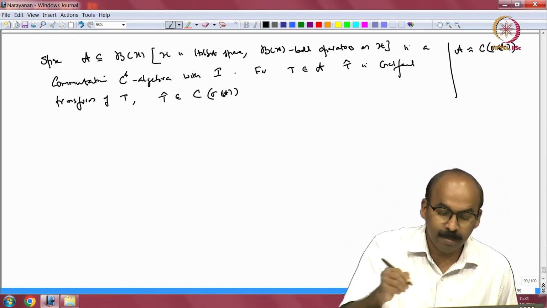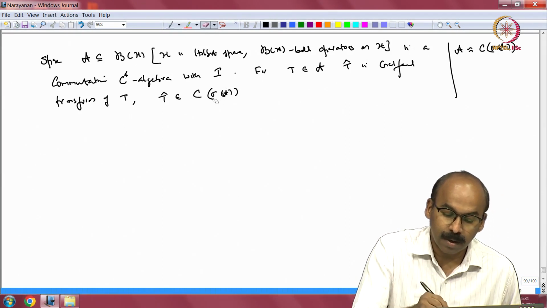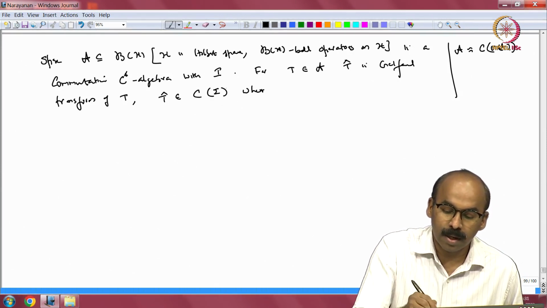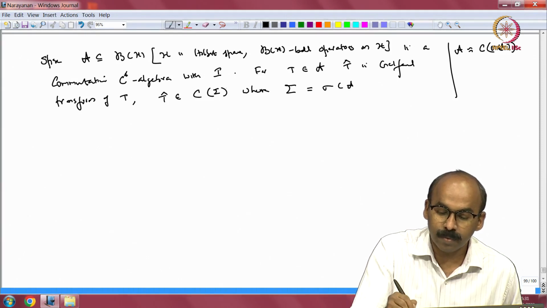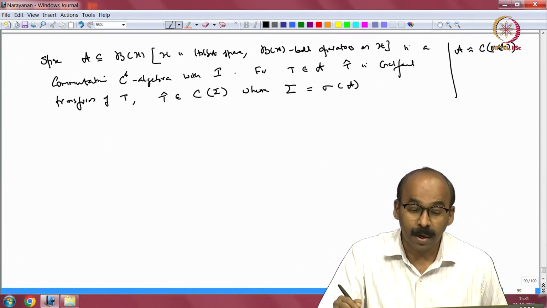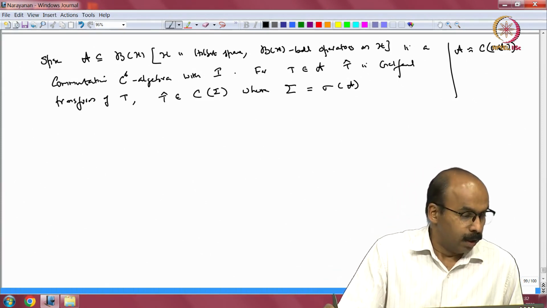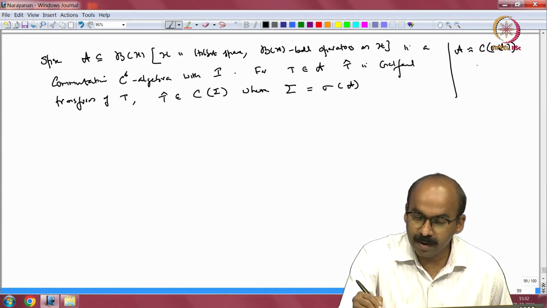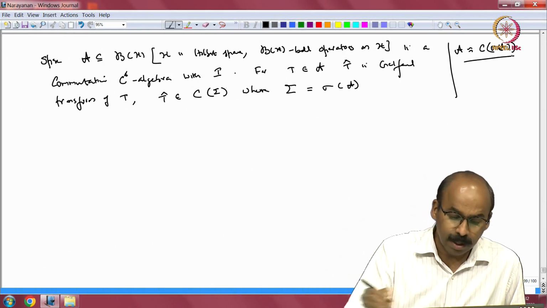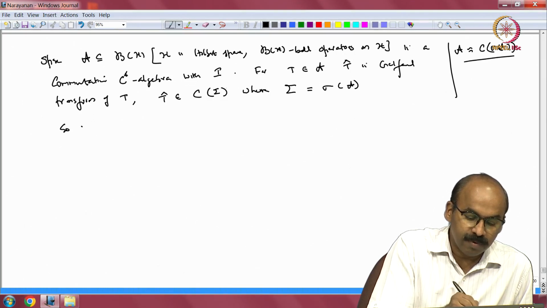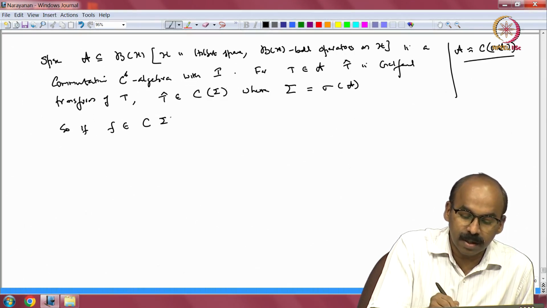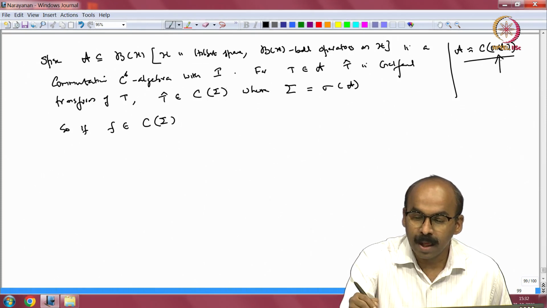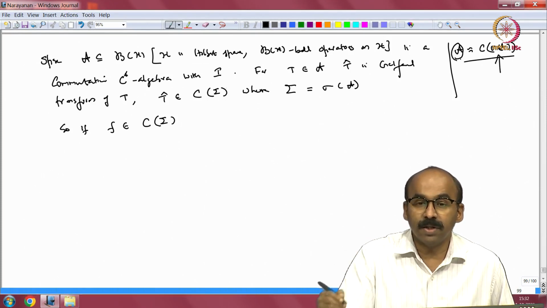So the spectrum of A, I will denote it by sigma. So let us change the notation: I will keep using sigma equal to the spectrum of A, instead of writing spectrum of A every time. It is a compact Hausdorff space, right? Okay, so we have the isomorphism here, and it goes the other way also, right? If I take a complex valued continuous function on sigma, then there is something here which is the inverse of that Gelfand transform, right?